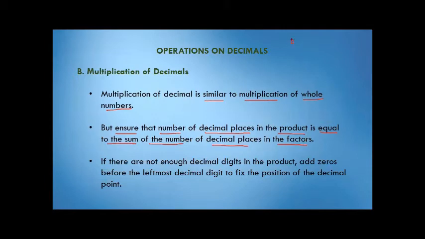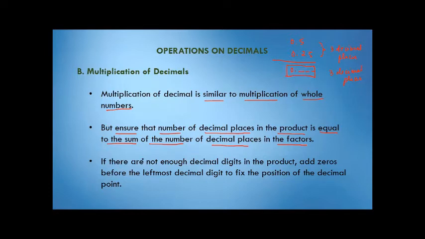So, halimbawa, 0.5 times 0.25. Kung ito ay 1 decimal place, tapos ito ay 2 decimal places, iyan ay 3 decimal places. So, dapat, pagdating mo sa product, tatlong decimal place din. Okay? So, yun yung ibig sabihin ng bullet number 2. Ang sagot dapat dyan is point, tatlong decimal places.